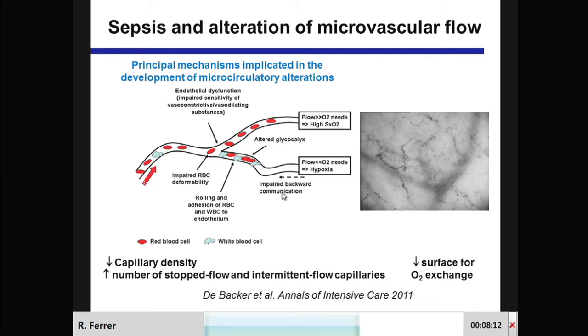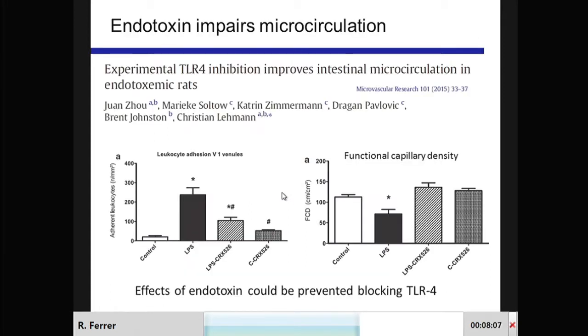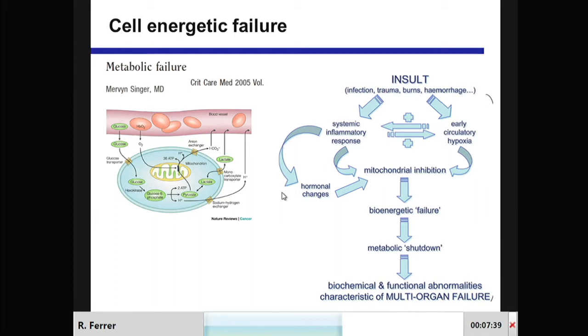that at the end decreases the availability of oxygen to the cells. This sticking of the leukocytes to the endothelium can be blocked using inhibitors of toll-like receptor 4. So this is how it can be proved that there is a direct effect of endotoxin in this alteration of the microcirculation we can see in sepsis. So this adhesion could be completely blocked by these inhibitors of toll-like receptor 4.